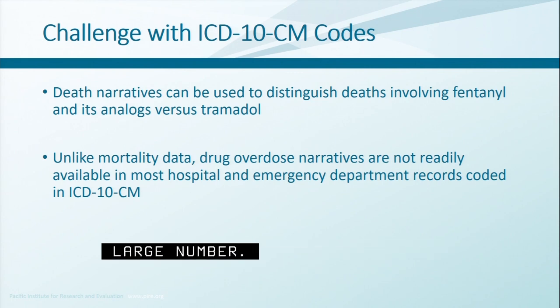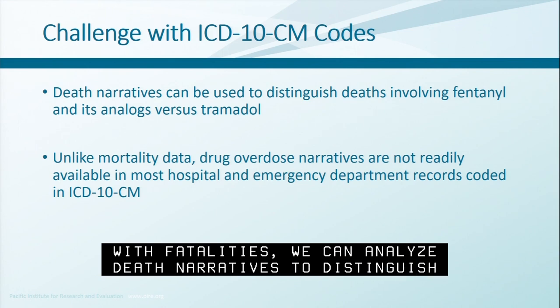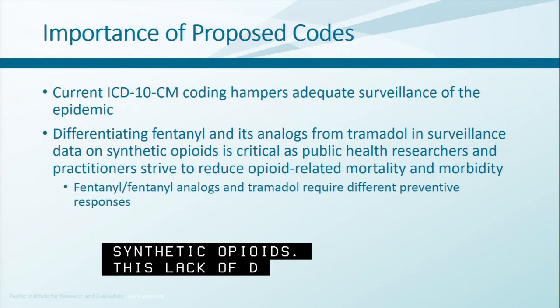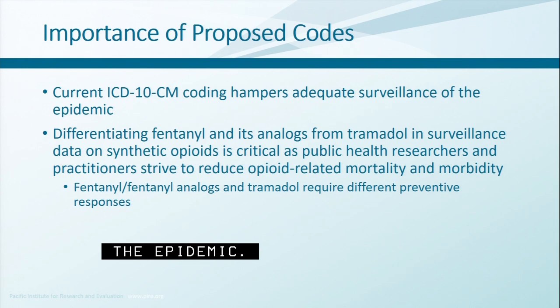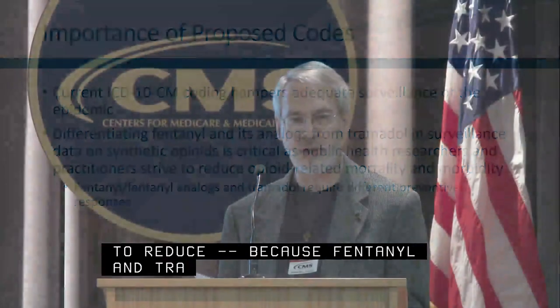With fatalities, we can analyze death narratives to distinguish between fentanyl and its analogs. But unlike mortality data, medical data coded in ICD-10-CM does not have a way to distinguish between the various synthetic opioids. This lack of differentiation between synthetic opioids is hampering surveillance of the opioid epidemic. Differentiating fentanyl and its analogs from tramadol in surveillance data is critical for public health researchers and practitioners as we strive to reduce opioid-related mortality and morbidity. Because fentanyl and tramadol enter the market in different ways, different preventive responses are needed.